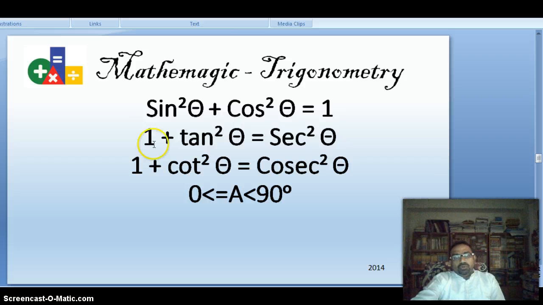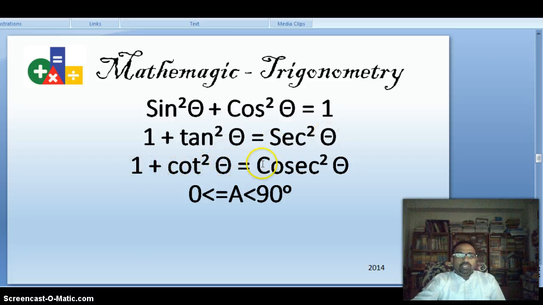1 plus tan squared theta is equal to secant squared theta. This is another one that needs to be kept in mind, because you could use it in other ways. All of these can be used in various other ways, not just directly. Secant squared theta minus 1 would be tan squared theta, or secant squared theta minus tan squared theta is also equal to 1. So there are various ways of using the same identity.